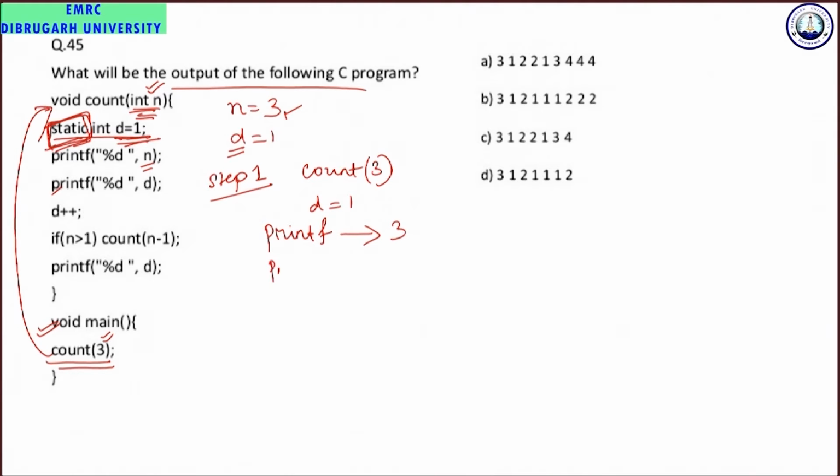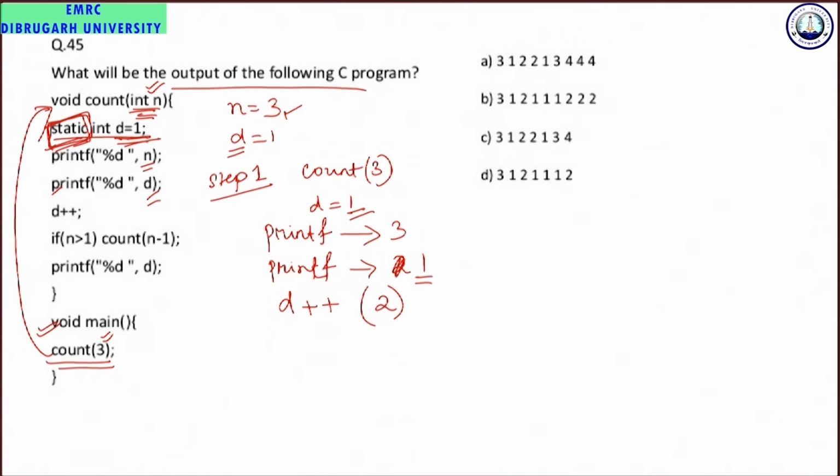For the second printf, what answer will you get? That is d. For d you will get 2. Sorry, it is not 2, it is 1, because this is 1. Then d plus plus means your d becomes 2. So, d is equal to 2, right.